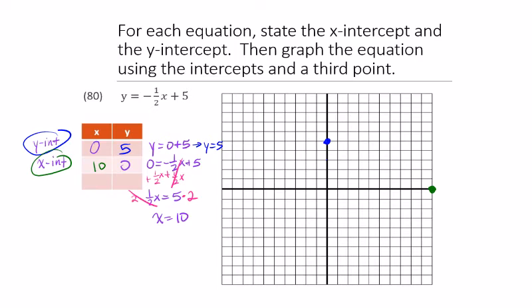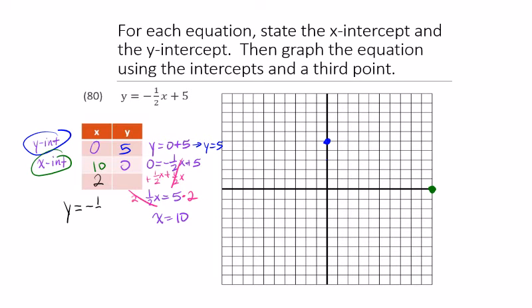Okay, so now I have everything I need. As long as I have 2 points, I can graph it, right? Just connect the dots. But I'm going to find a third point for good measure. So I could pick 1, but if I multiply 1 times negative 1/2, I'm going to get a fraction, which isn't a big deal. But if I multiply by an even number, I'll get a whole number. So I'm just going to multiply by 2. So I'm going to plug in 2 for x.